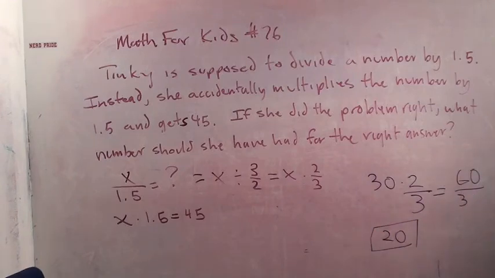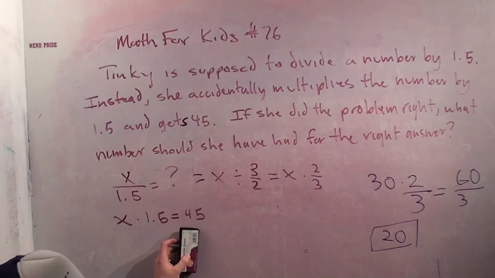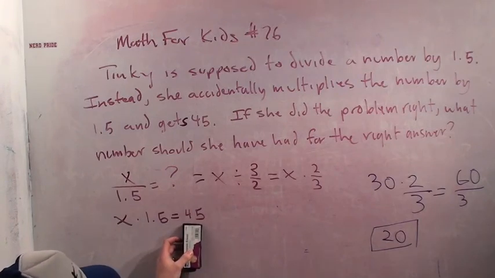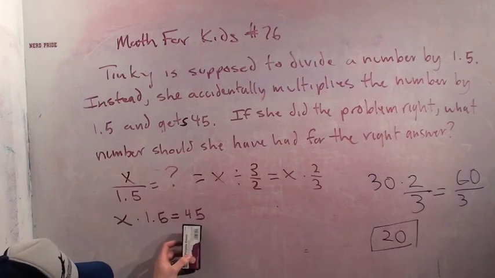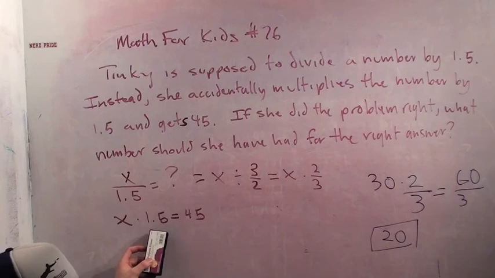This is actually a pretty neat problem. Tinky is supposed to divide a number by 1.5. Instead, she accidentally multiplies the number by 1.5 and gets 45. So if she did the problem right, what number should she have gotten for the right answer? First we had to say x times 1.5 equals 45. So we had to divide 45 by 1.5, which we did in a long process because we said this is the same as x times 3/2.